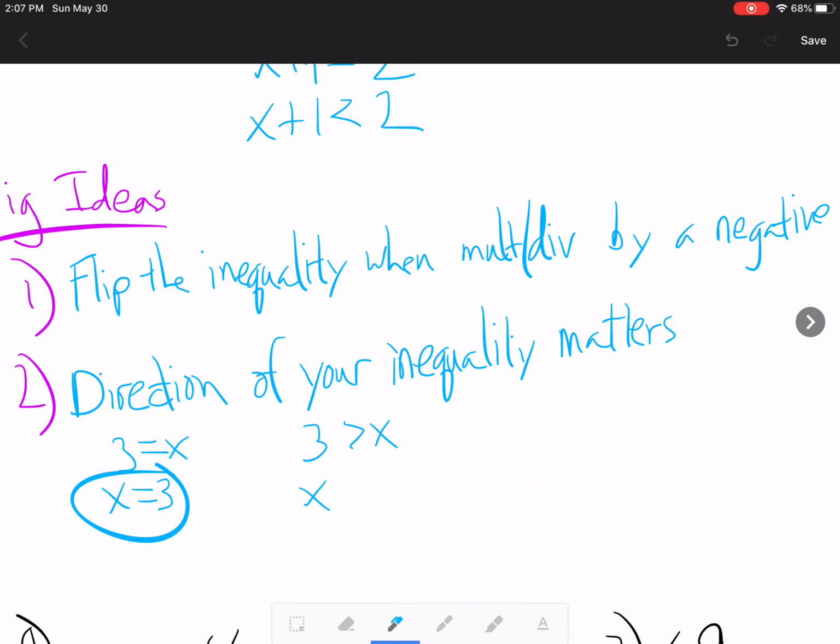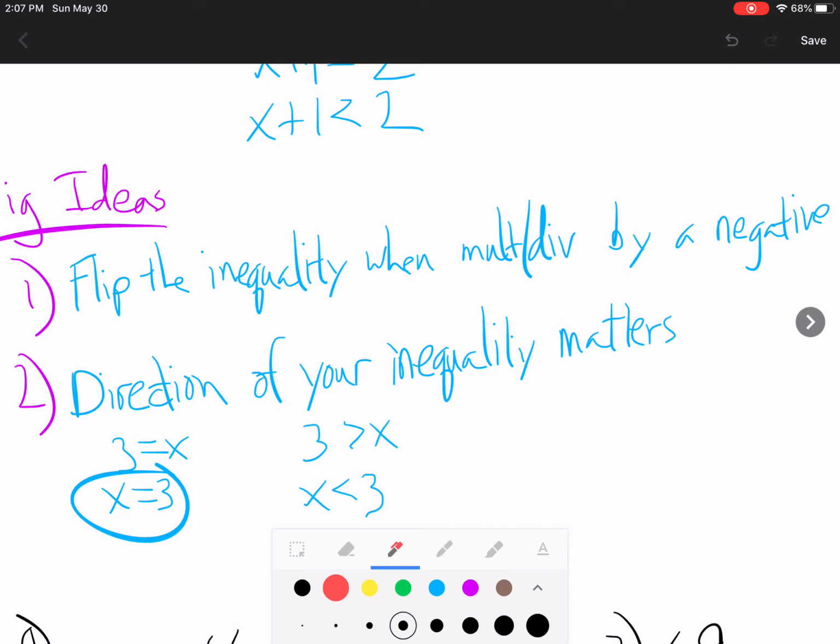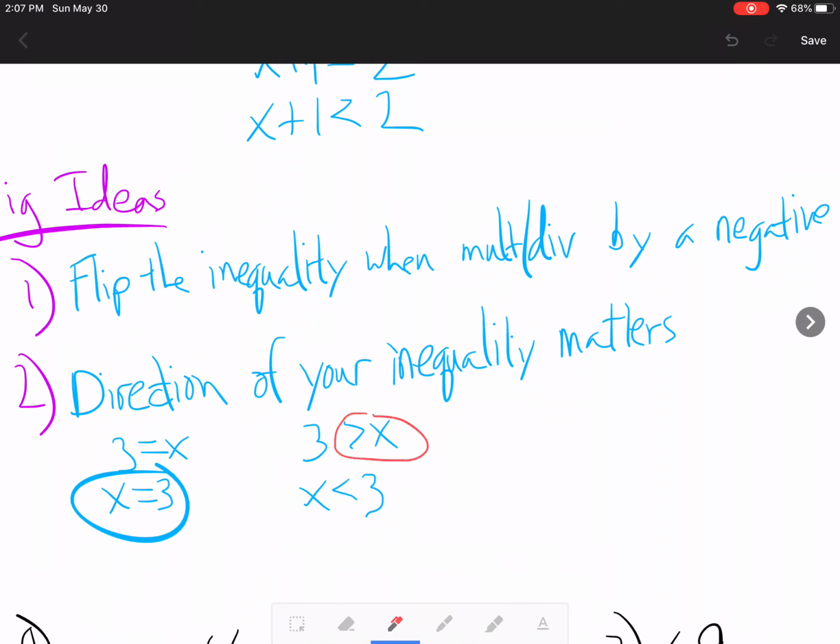So I'm going to say x is less than 3. Notice how the pointy end right there is still pointing towards the x. If we're going to flop things around, move things to the left and the right, we can, but we just have to make sure the direction still conveys the same idea. 3 greater than x is the same thing as saying x less than 3.